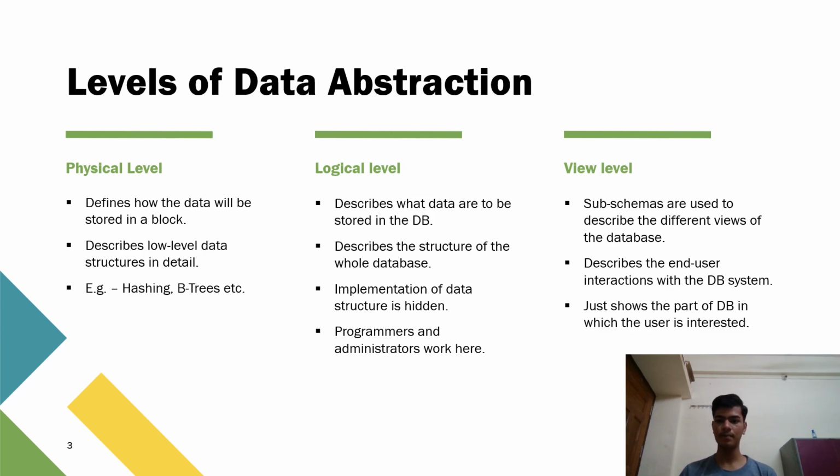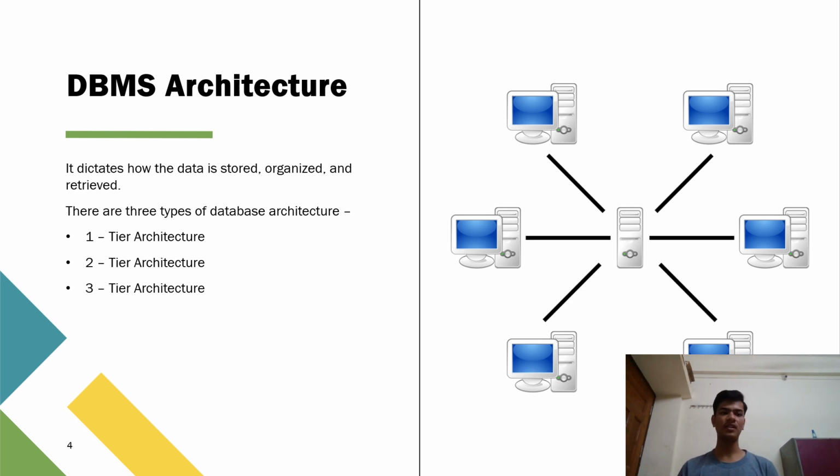Now view level. In view level, there are multiple schemas known as subschemas which are used to describe the different views of the database. It describes the end user interactions with the database system, and it just shows the part in which the user is interested. It does not show the whole database but shows only the part which the user wants.